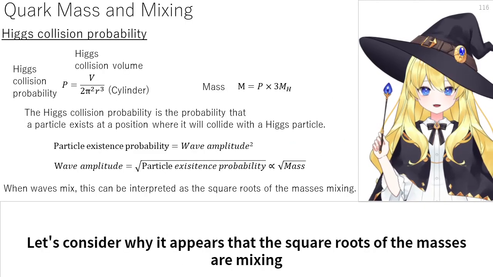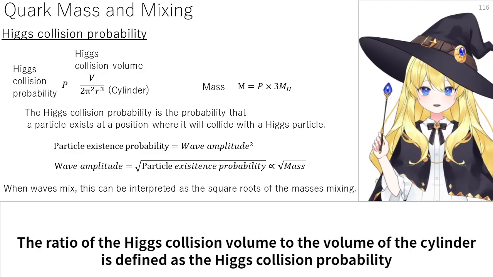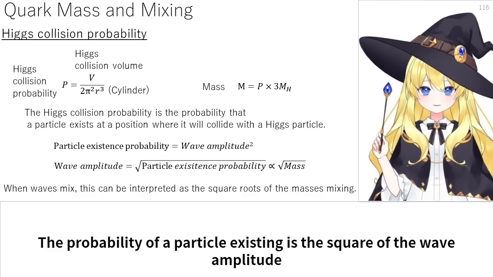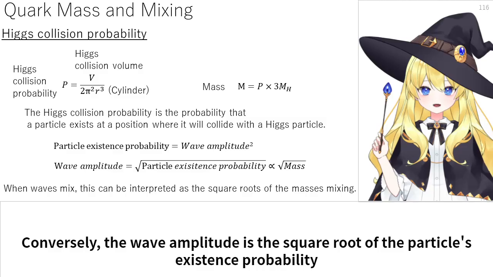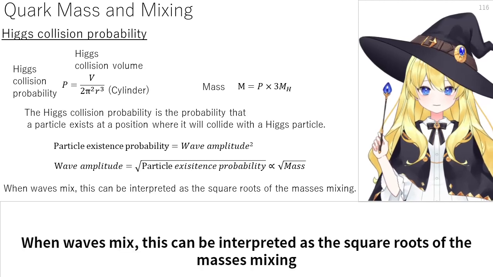Let's consider why it appears that the square roots of the masses are mixing. Mass is proportional to the Higgs collision volume. The ratio of the Higgs collision volume to the volume of the cylinder is defined as the Higgs collision probability. The Higgs collision probability is the probability that a particle exists at a position where it will collide with a Higgs particle. The probability of a particle existing is the square of the wave amplitude. Conversely, the wave amplitude is the square root of the particle's existence probability. The wave amplitude is proportional to the square root of the mass. When waves mix, this can be interpreted as the square roots of the masses mixing.